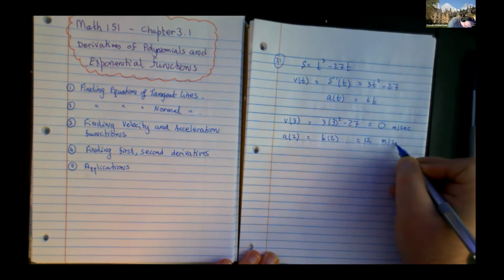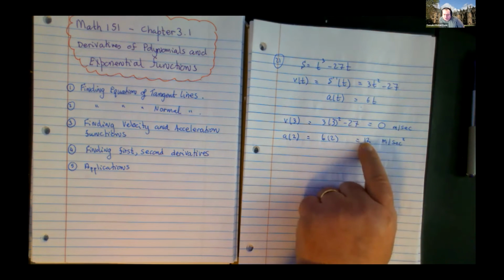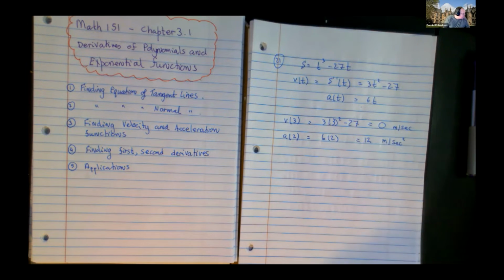Now, 6 times 2 is 12. And if you've ever done any physics, aren't the units meters per second, which are called meters per second squared? So what that is telling me is that at the 2-second mark, this object is actually getting faster and faster by 12 meters per second every second.